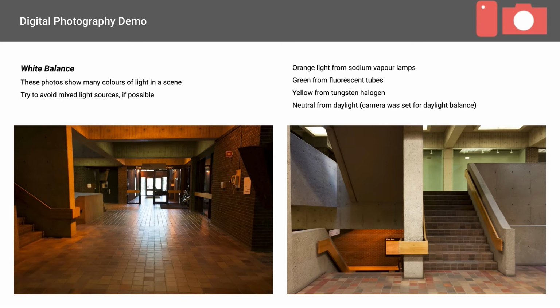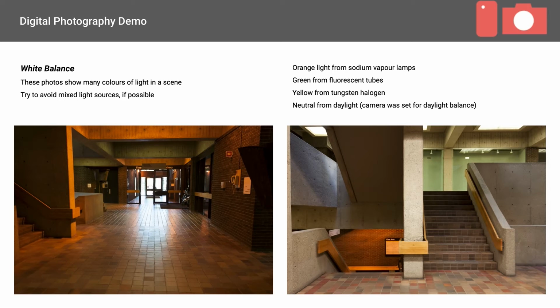So if you look at the one on the left, you can see it's taken in the Fine Arts Building. There's two light sources basically here, actually three. There's daylight coming in the door. There is fluorescent light kind of in the middle, and the orangey light is coming from the sodium vapor lights. So we have three different colors of light here.